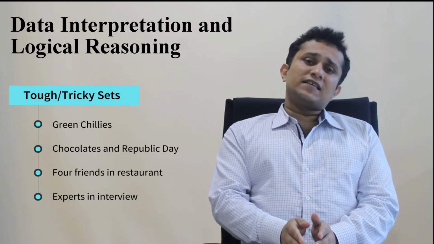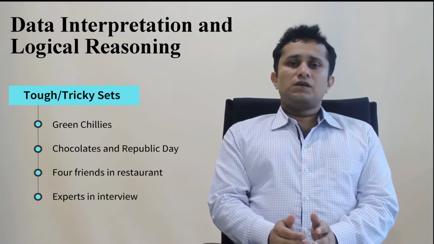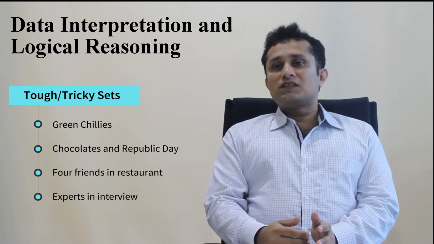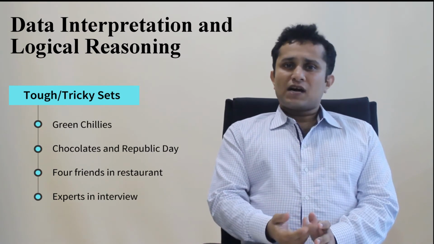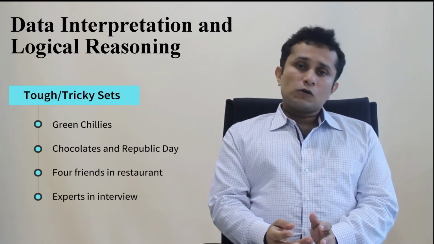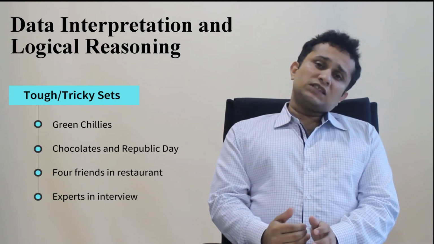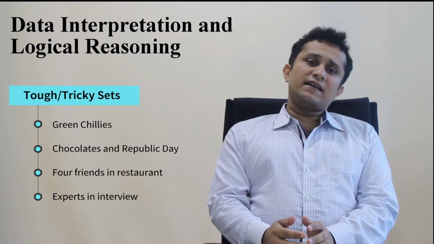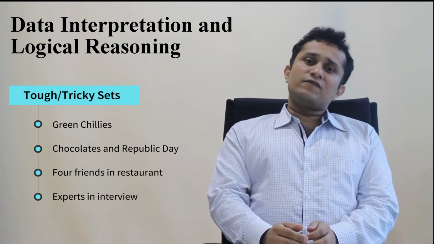So there was one set of 2 pie charts on green chilies. This was something which was slightly more conceptual in nature. There was conditional data everywhere. So I probably would have left this set, also considering that it was the last in the section. Then there was a set on chocolates and Republic Day based on Venn diagrams. This was conceptually tricky. So again I would have left this.